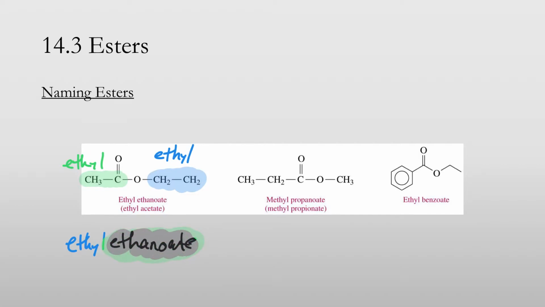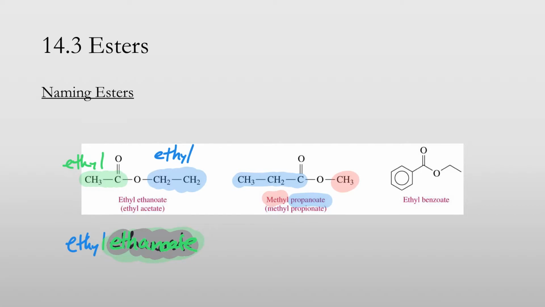I'll highlight it in black and put ethanoate in green here. All right. And then for the middle molecule, you've got a methyl, and then you have a propyl group, so you get methyl propanoate.